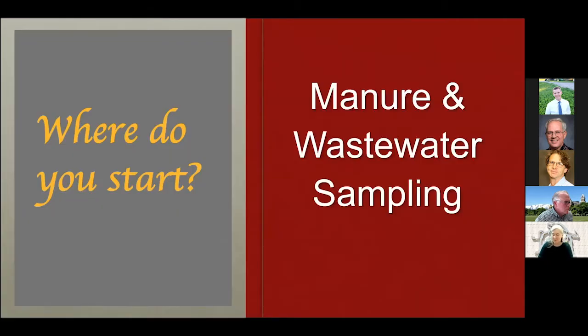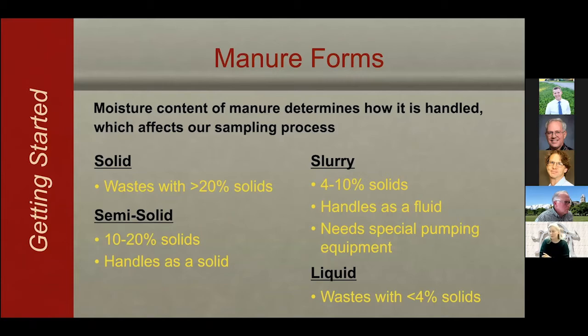So where do we start? First, we need to realize that our manure is in different forms. We have solid manure, which is considered anything with more than 20% solids. That is the manure that will actually stack and stay there. Semi-solids are between 10 and 20%. It'll kind of stack, but it doesn't stay piled very high, and gets kind of soggy at the bottom.